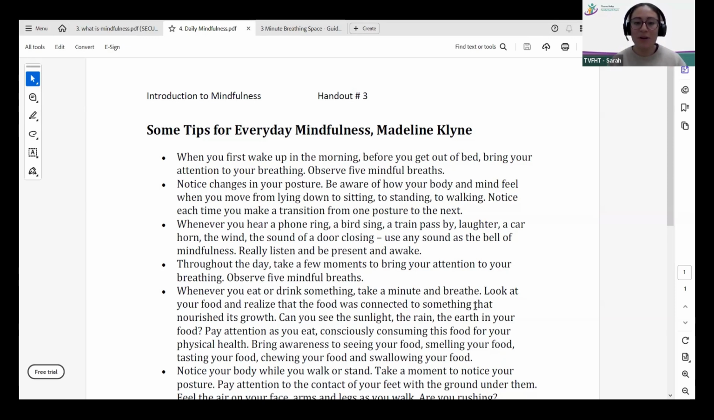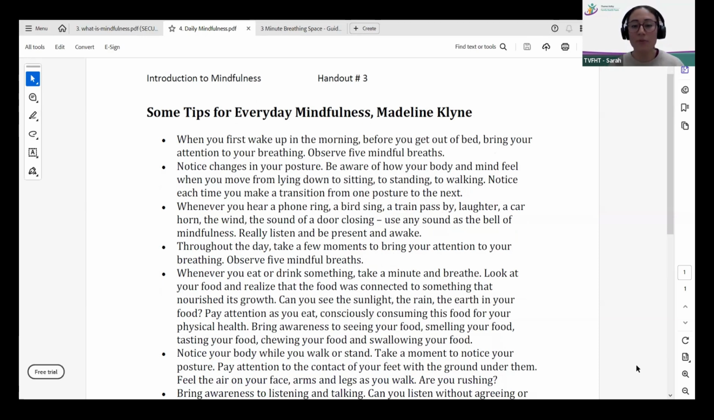Another thing, so this is to invoke the sense of sound, right? Whenever you hear a phone ring, or a bird singing, or a train passing by, or somebody laughing, a car horn, the wind, the sound of a door closing, any sound can almost trigger you to remember to be mindful and just take in that sound again with non-judgment, because sometimes there are certain sounds we don't really like or that we're resisting hearing. So try to practice that component of mindfulness, acceptance, really listening and letting that practice keep you awake, right?